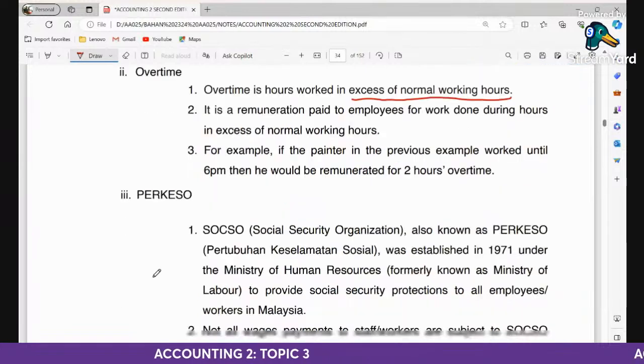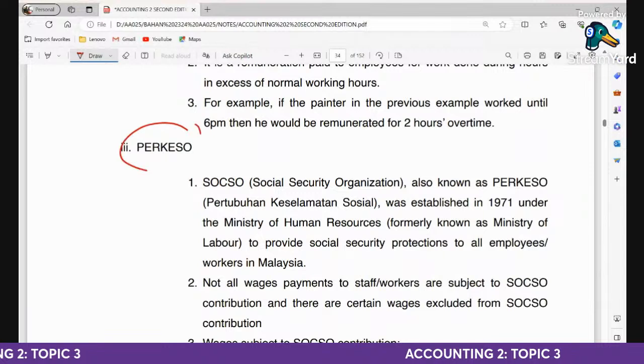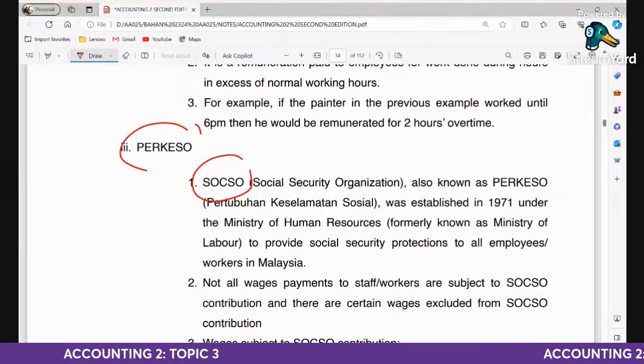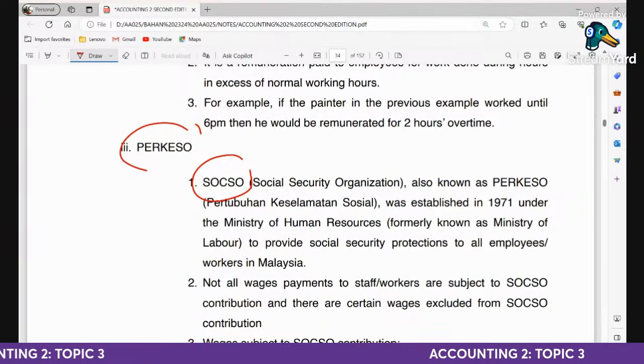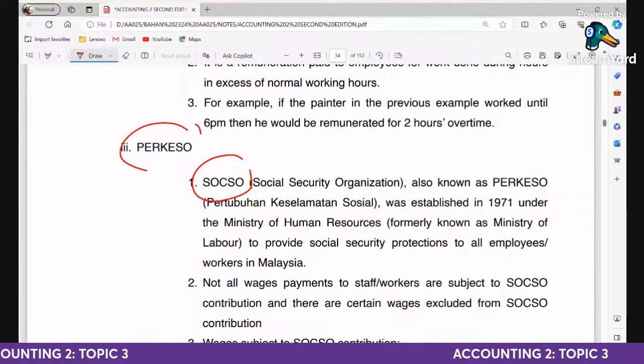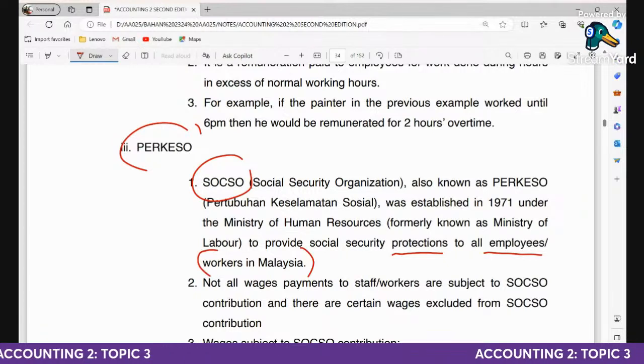Okay, PERKESO. PERKESO, SOCSO ni you biasa dengar. Right? So PERKESO, SOCSO ni is actually what? Yang ni sebenarnya ialah Pertubuhan Keselamatan Sosial. Okay, so dia sebenarnya melindungi pekerja lah. It was established in 1971 under the Ministry of Human Resources, formerly known as Ministry of Labour. Tujuan dia adalah untuk memberi perlindungan kepada mana-mana pekerja yang bekerja di Malaysia.